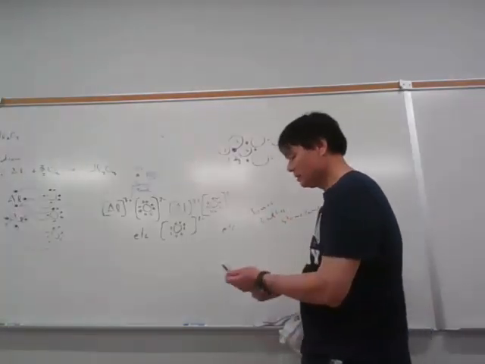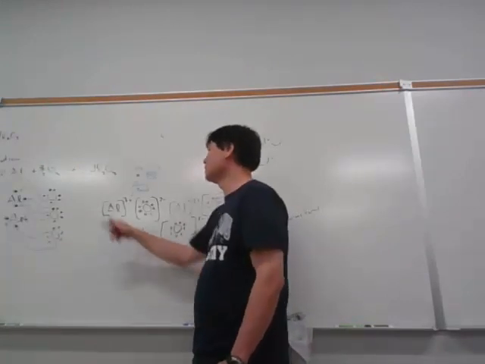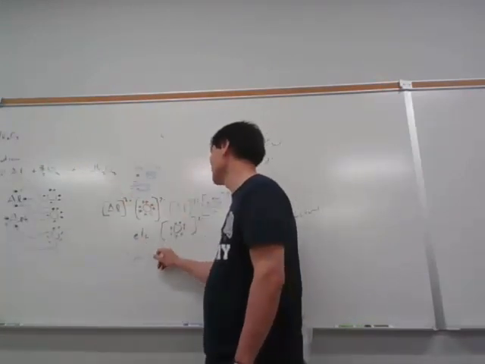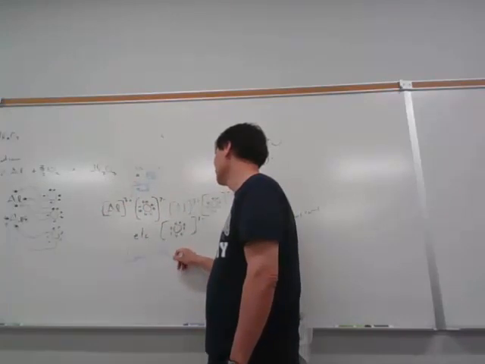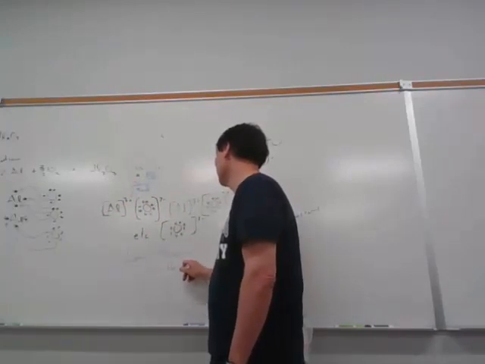This is called a Lewis structure, because we're using these Lewis symbols to represent everything. So this is the Lewis structure for an ionic compound.